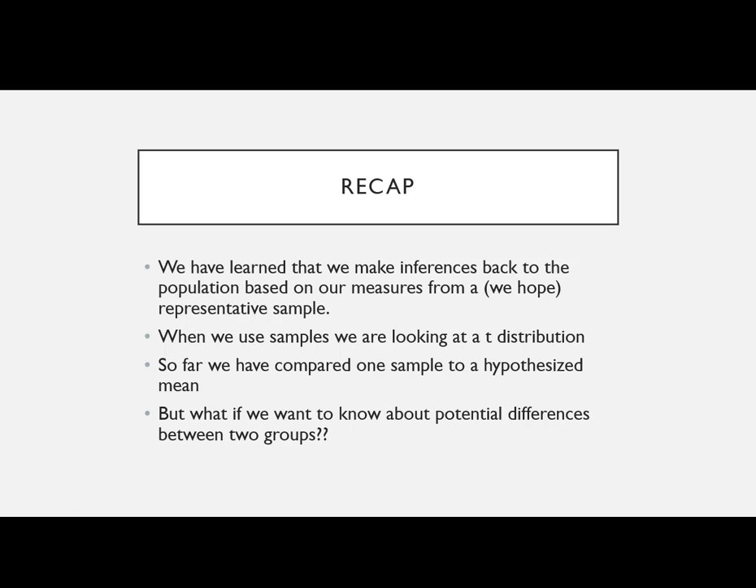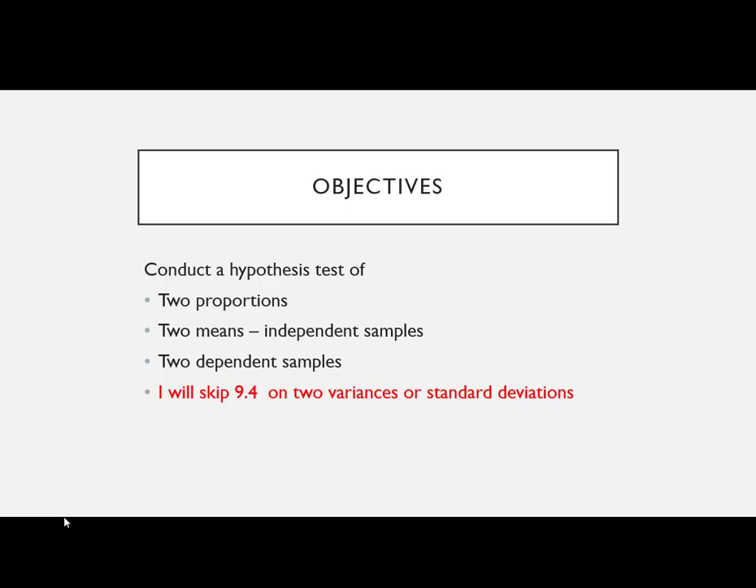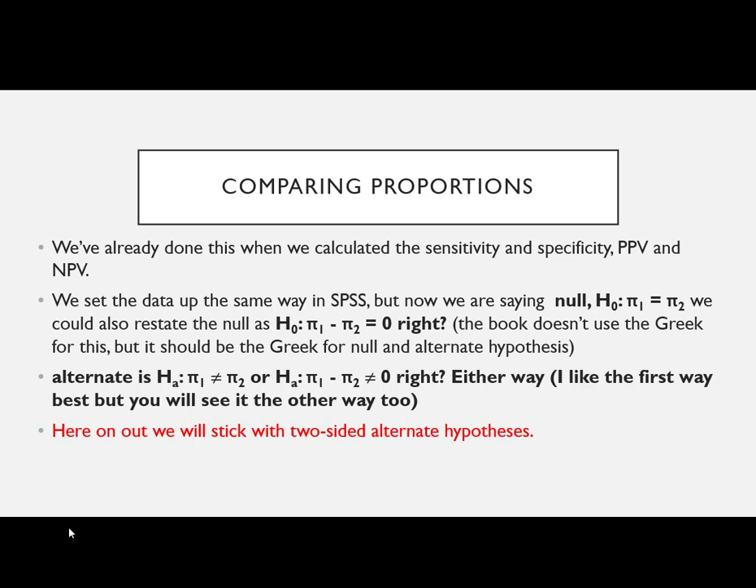So far we've compared one sample to a hypothesized mean. But what if we want to know about potential differences between 2 groups? So the objective is to conduct a hypothesis test of 2 proportions and 2 means, which are independent samples, and then we're going to do 2 dependent samples. I'm going to skip 9.4 on 2 variances or 2 standard deviations.